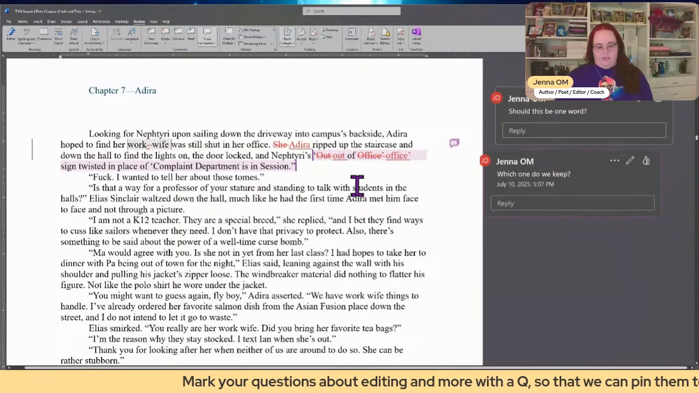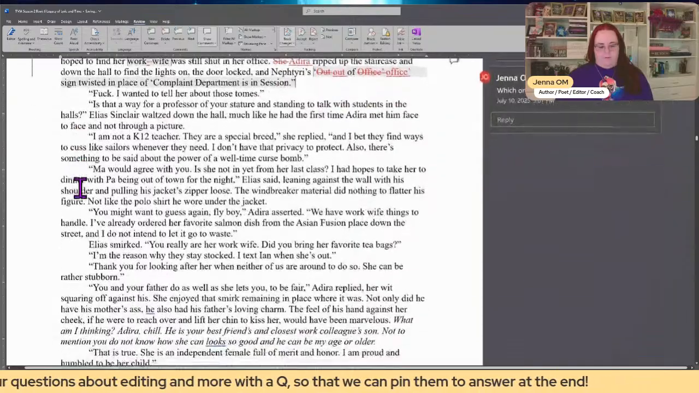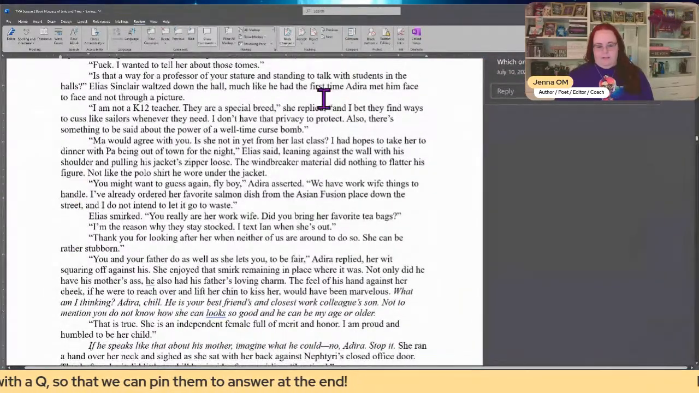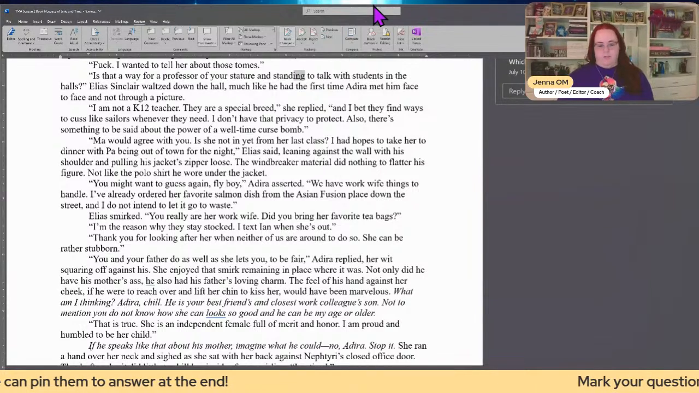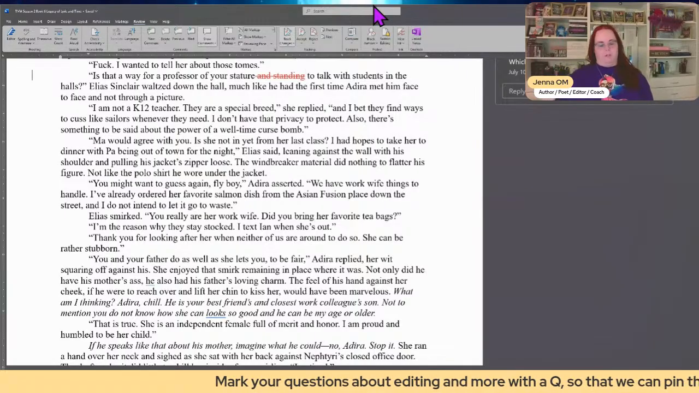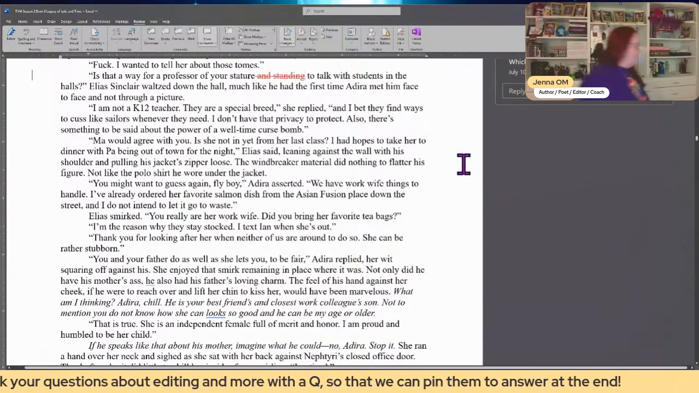So I wanted to tell her about those tomes. Is that a way for a professor of your stature and standing? That's repetition of "your stature," because then it's punning on her actual physical height just as much as her career. To talk with students in the halls.